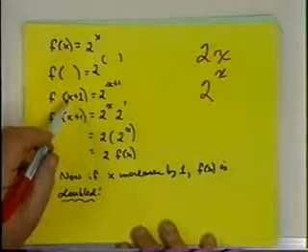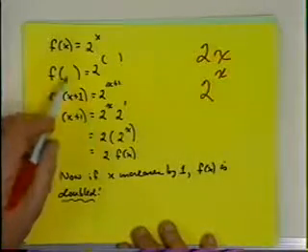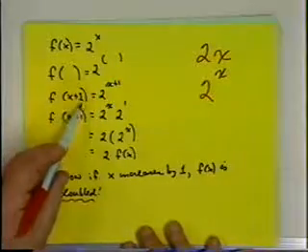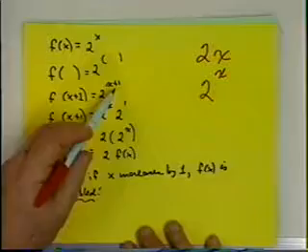But suppose the input was x plus 1. If I put x plus 1 in here, I also have to put x plus 1 in here. So f of x plus 1 is 2 to the x plus 1 power.